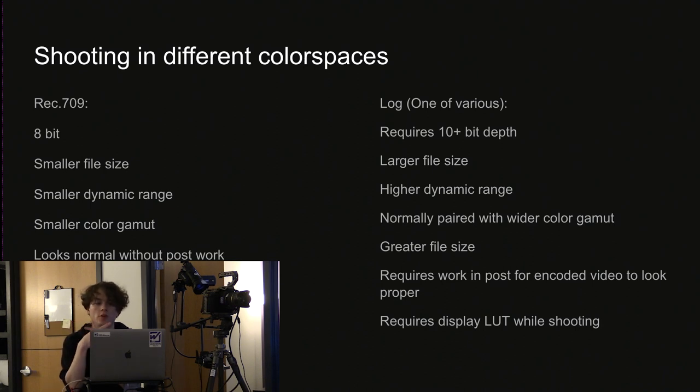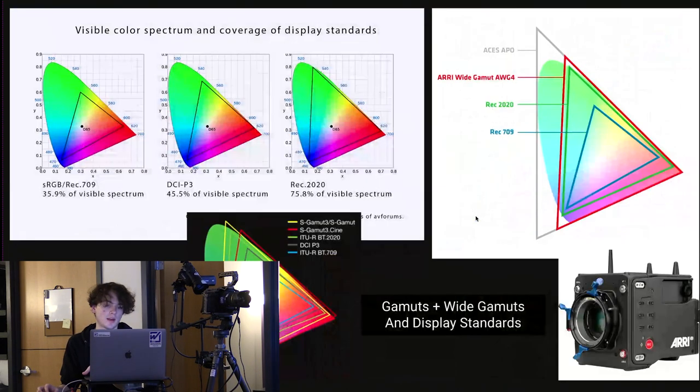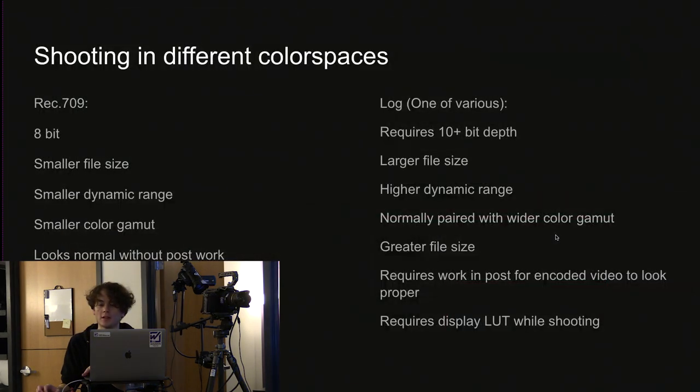Now we'll cover log real quick. Log, or film mode on the Blackmagic cameras, needs more precision, so a larger file size. You get a higher dynamic range. If I go back to this page with the cameras, normally they pair their log gammas with a wider color gamut. So most of the time when you're shooting log, you're also in a bigger gamut, which means you get more colors. And I wrote greater file size twice, I guess. We'll pretend I did that to reiterate.